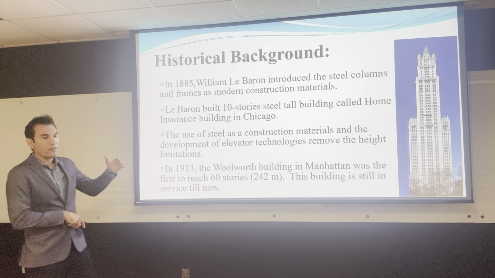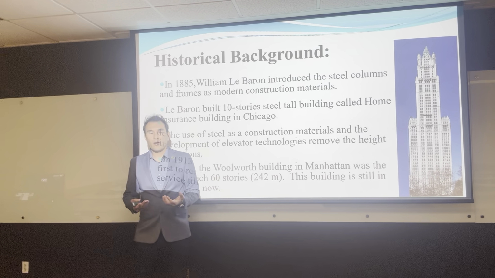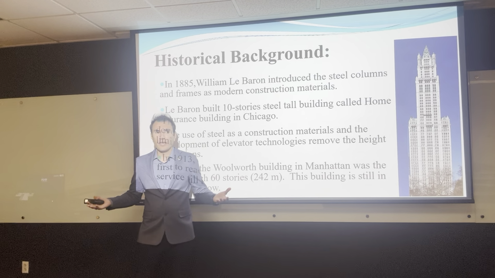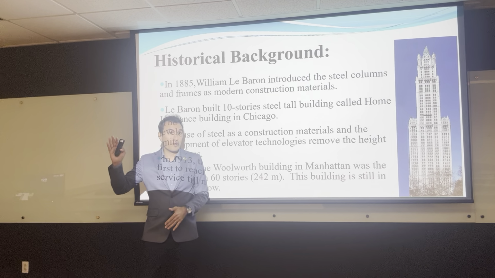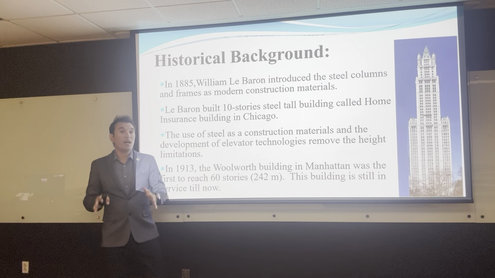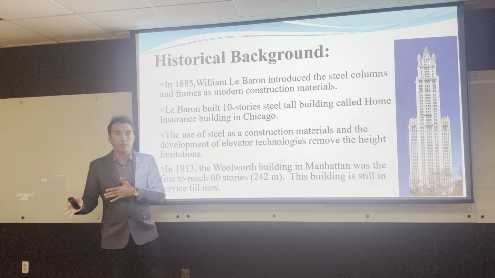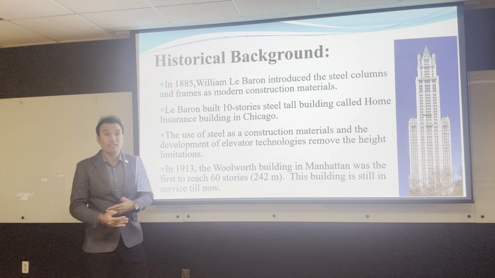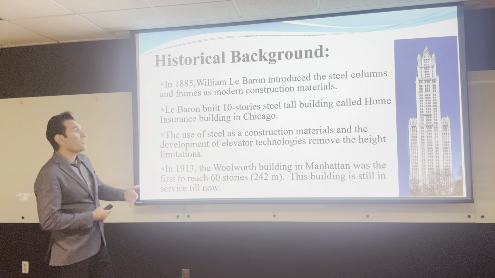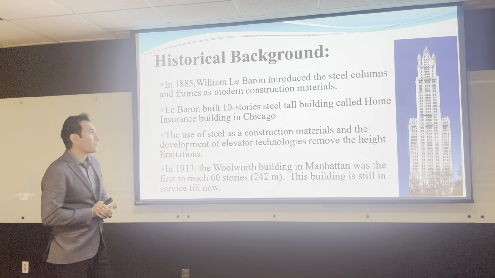The thing is, when tall buildings started, if you have a 60-story building and you don't have elevators, that's never going to happen. Nobody is going to take the stairs up 60 stories to live. So the limitation was not only the science of building tall buildings, but how to get to the 60th story. When elevator technology became more advanced, tall buildings started to show up. So the use of steel construction materials and the development of elevator technologies removed the height boundaries, and you start to go to 60 stories, 80 stories.